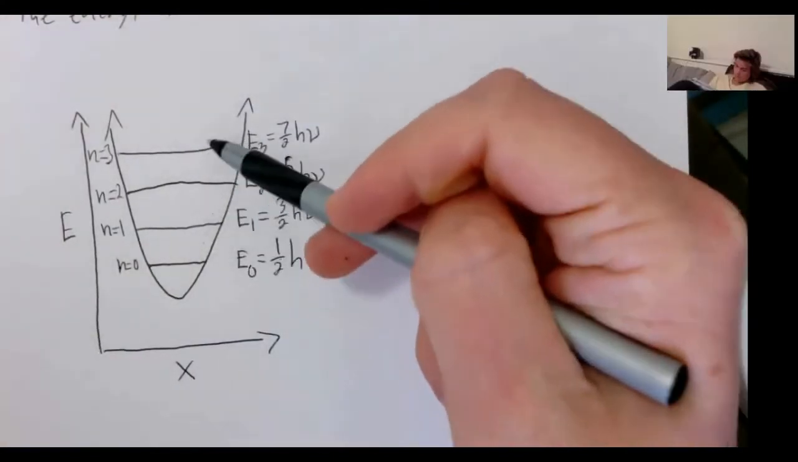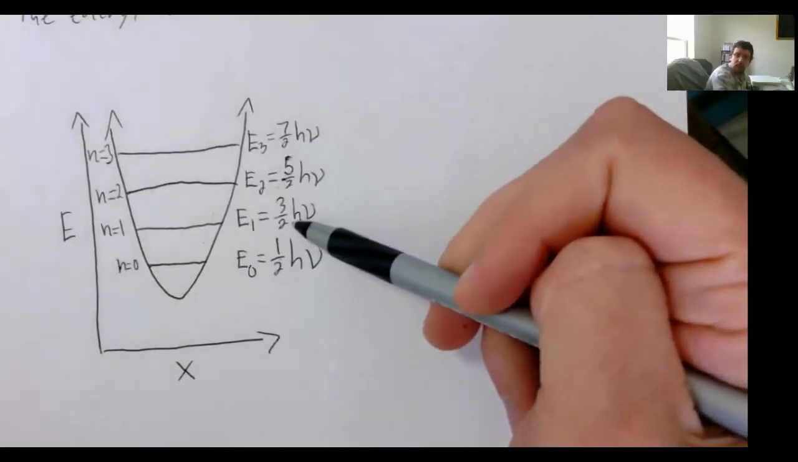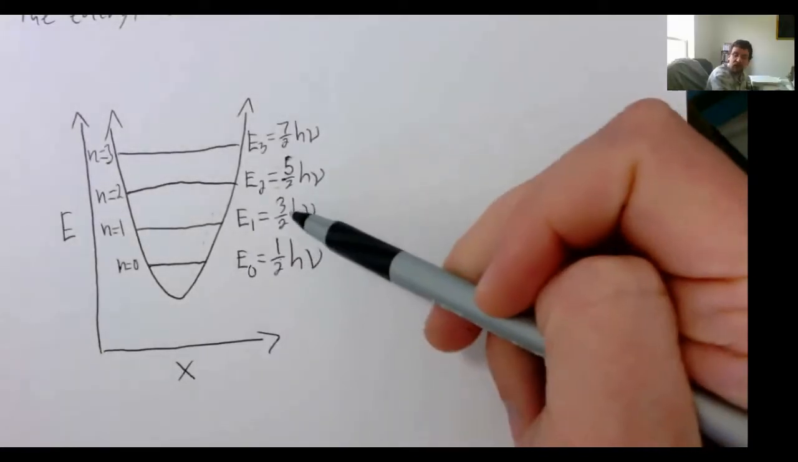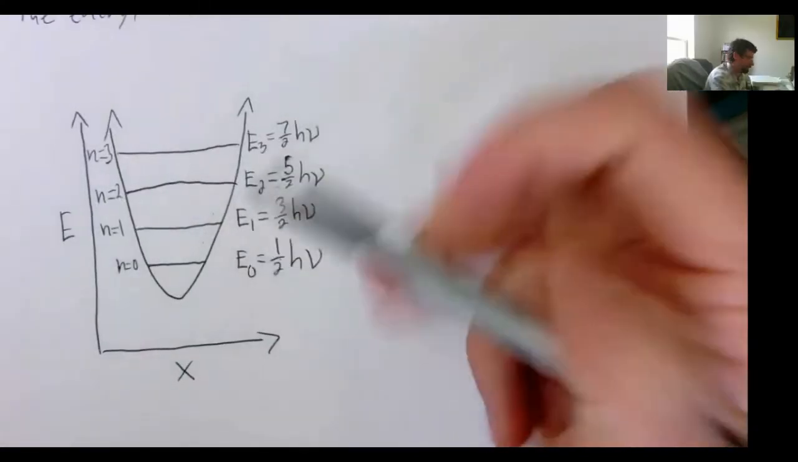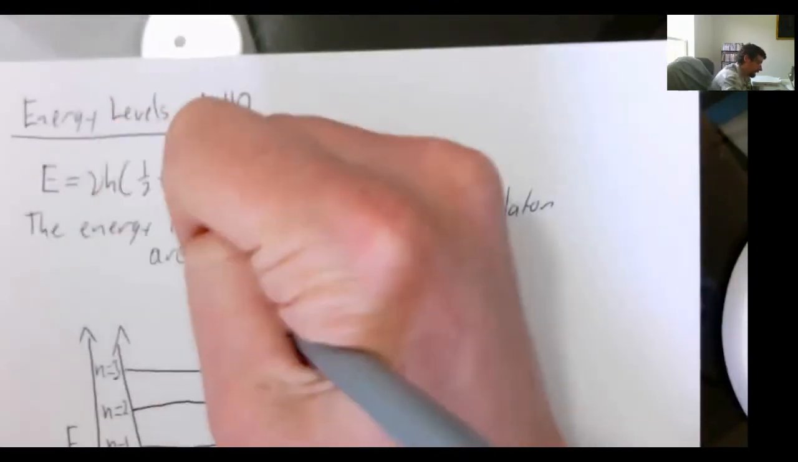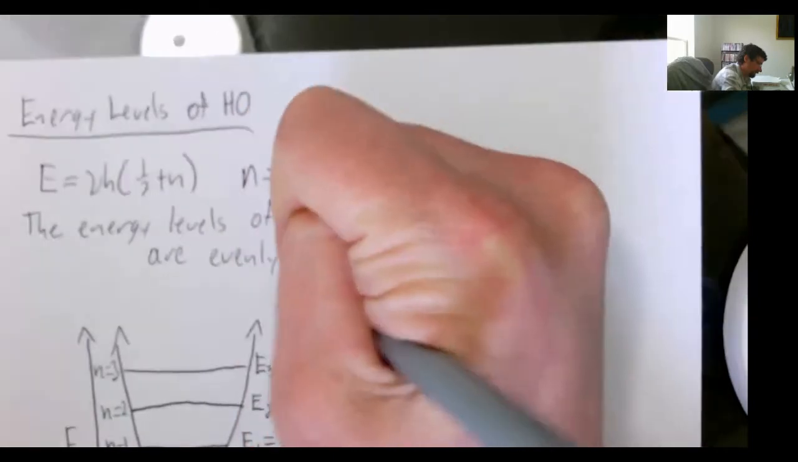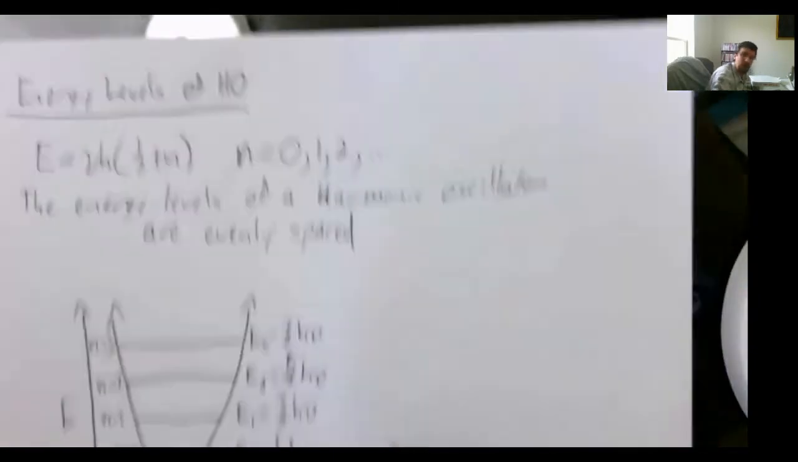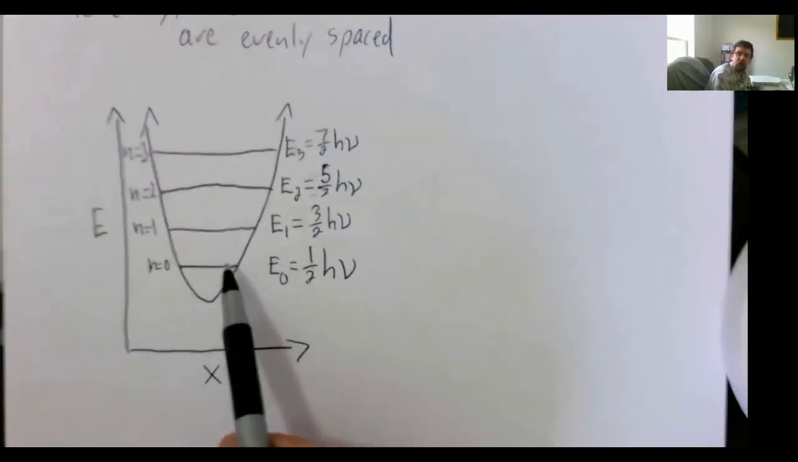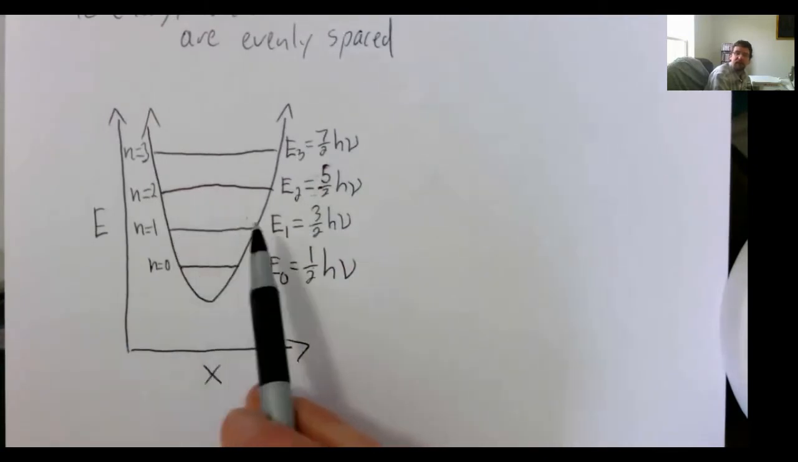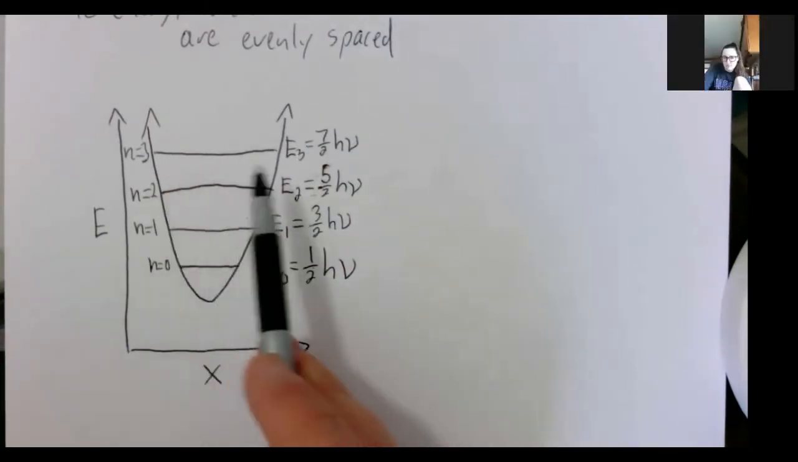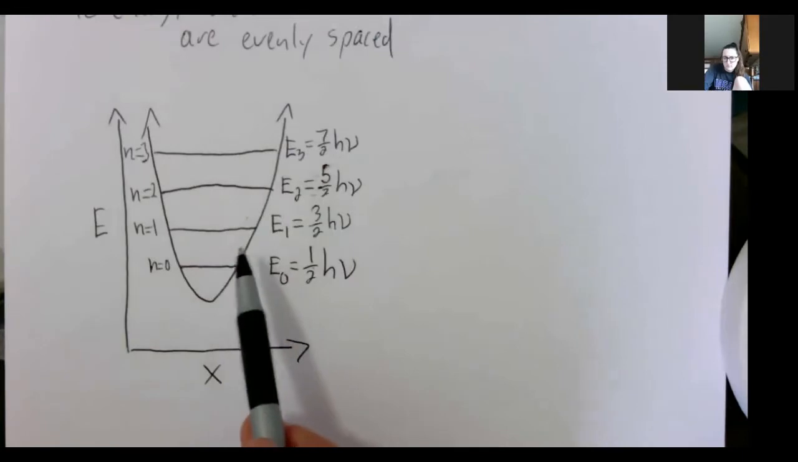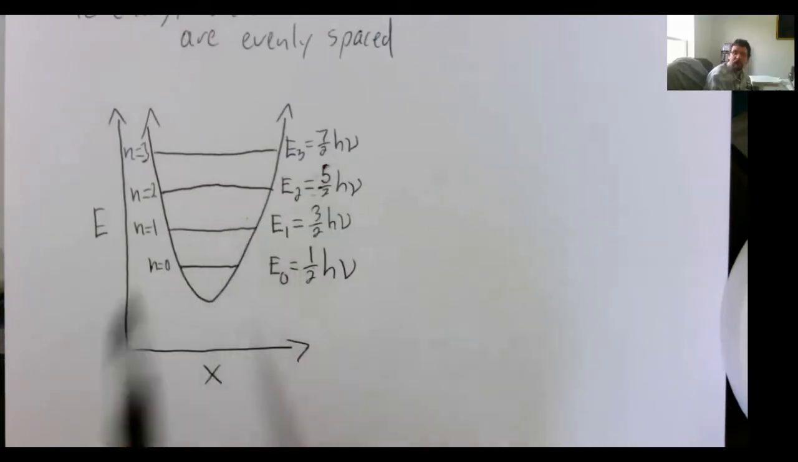So what do you notice about these energy levels? It increased by 1. Yeah, they increase by hv each time, right? So they're evenly spaced. So energy levels of a harmonic oscillator are evenly spaced. And these are actually vibrational motions that we see in infrared radiation or IR spectroscopy. So these go across that way.